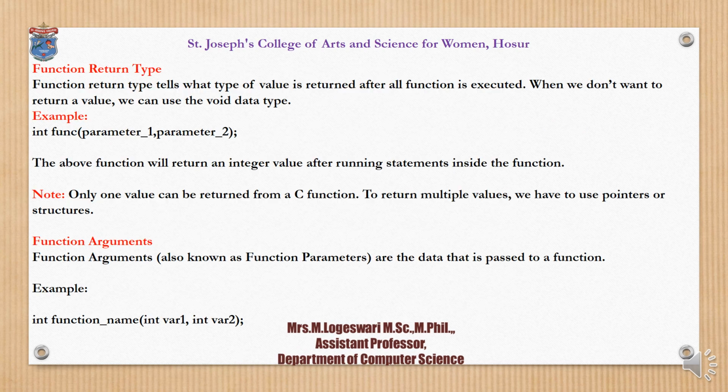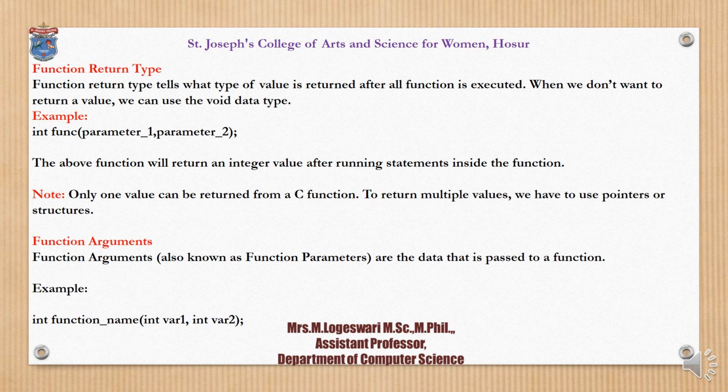The function return type tells what type of value is returned after the function is executed. When we don't want a return value, we can use the void data type. Example: int function name (parameters). If you use more parameters, you have to put a comma between the parameters. The above function will return an integer value after running the statements. Only one value can be returned from the function. If you need multiple values returned, we have to use pointers and structures.